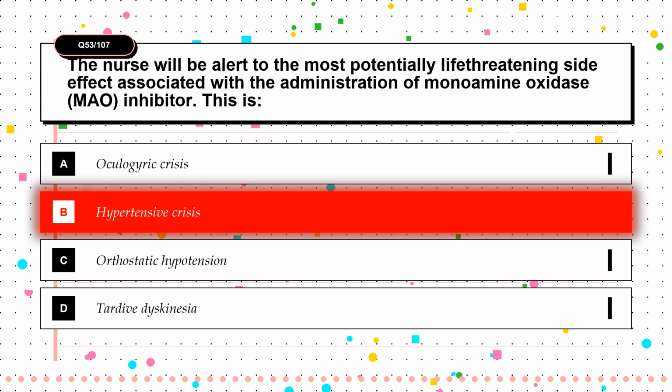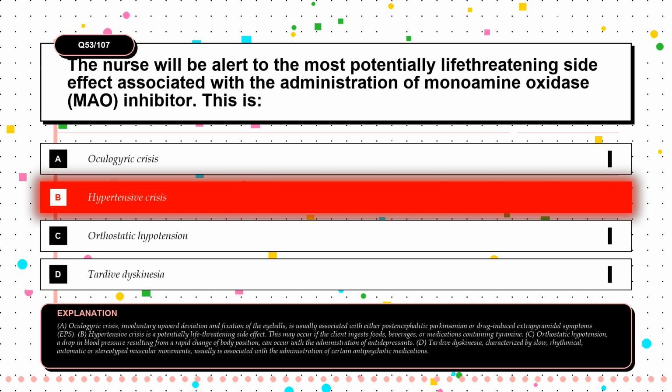Hypertensive crisis. A. Oculogyric crisis, involuntary upward deviation and fixation of the eyeballs, is usually associated with either post-encephalitic Parkinsonian or drug-induced extrapyramidal symptoms (EPS). The hypertensive crisis is a potentially life-threatening side effect. This may occur if the client ingests foods, beverages, or medications containing tyramine. C. Orthostatic hypotension.